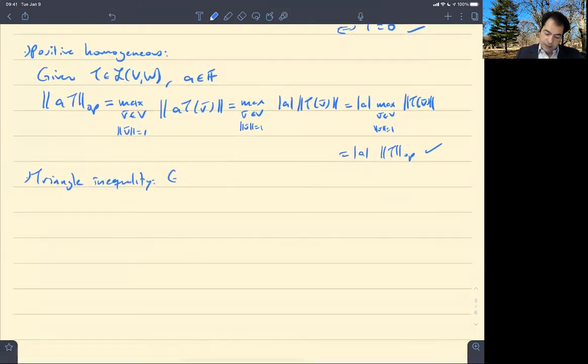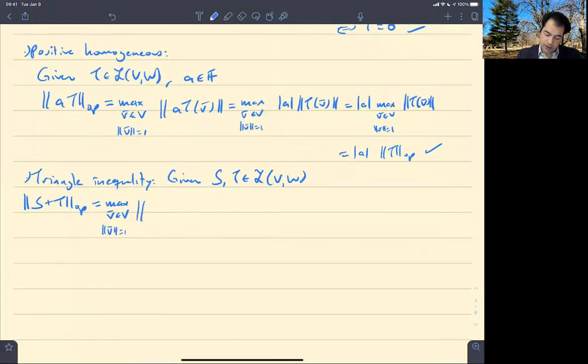So let's say we're given two linear maps between V and W, and we want to look at the norm of S plus T. Well, the operator norm of S plus T, by definition, is the maximum among all unit vectors in V of the size of (S plus T) applied to V. That is the maximum among all unit vectors in V of the size of S of V plus T of V.